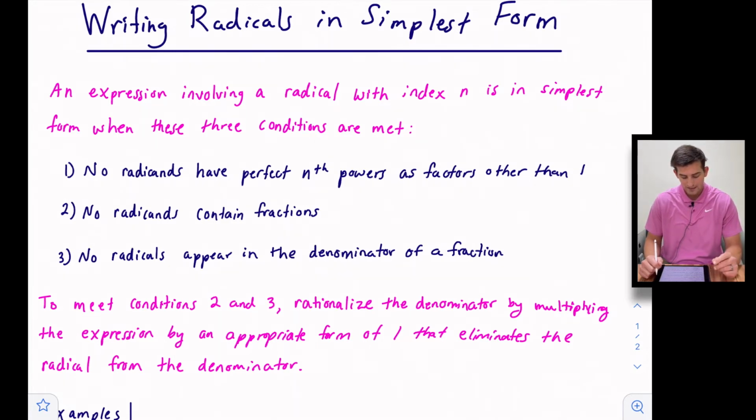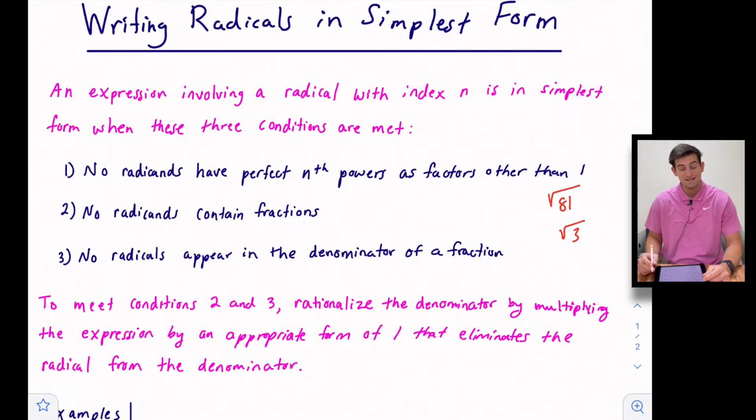Number one, no radicands have perfect nth powers as factors other than 1. If we remember, the radicand is the number under the radical. So for example, if I had an 81 in there and I was taking the square root, we know that 81 is a perfect square, so we would need to simplify that to positive or negative 9. But if I had the square root of 3, it doesn't have any other perfect square factors other than 1, so it would satisfy that first statement.